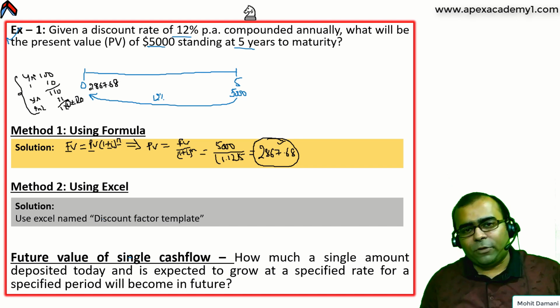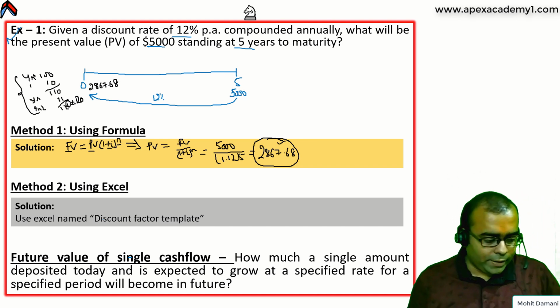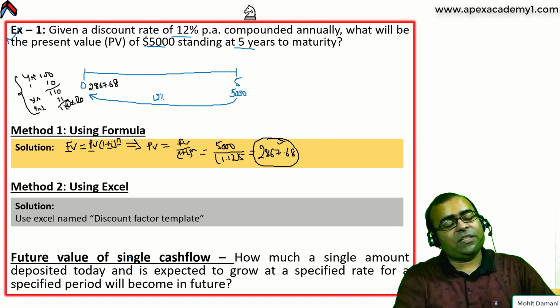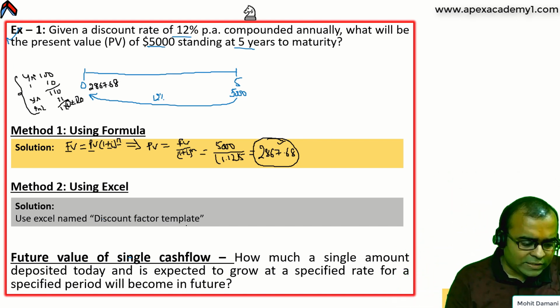So how much will 5,000 become? We have just applied the unitary method, and this formula is very elementary. Okay, now how to solve the same thing in Excel? That's the question. So let's move into the discount factor template.